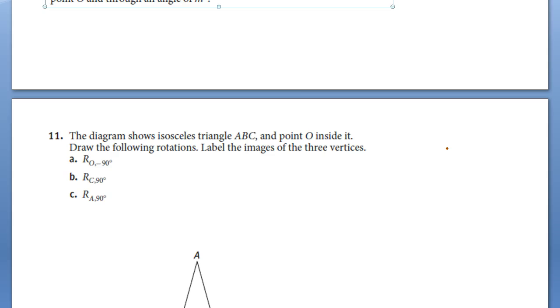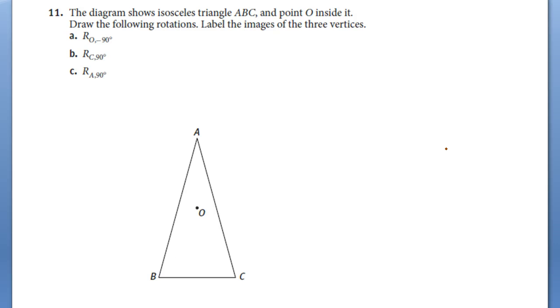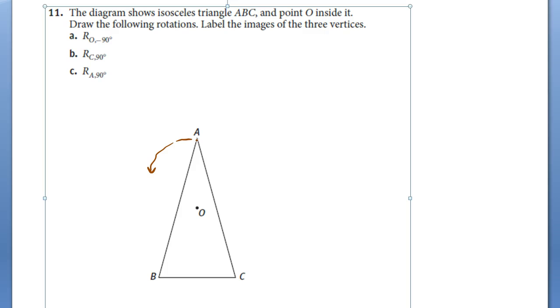Number 11, the diagram below shows isosceles triangle ABC and point O inside it. Draw the following rotations and label the images. Let's start with question A. We want to rotate around point O negative 90 degrees. So counterclockwise, go this direction. Remember that distances are maintained.